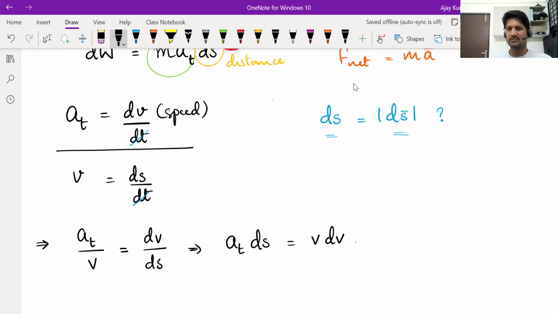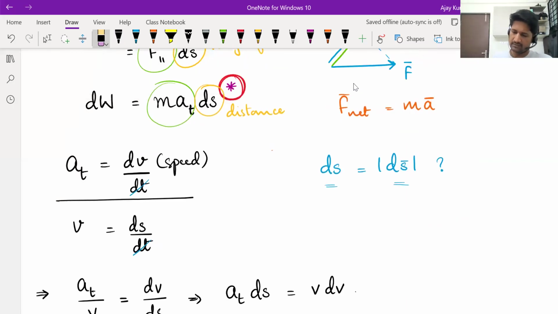In fact, we discussed this in motion in a straight line also long back. We know a is equal to v dv by dx. We used to write this. And from this itself, by integrating, you get v square minus u square is 2as when acceleration is constant. So the same relation here, nothing new. Just showing you that a_t ds can be written as v dv.